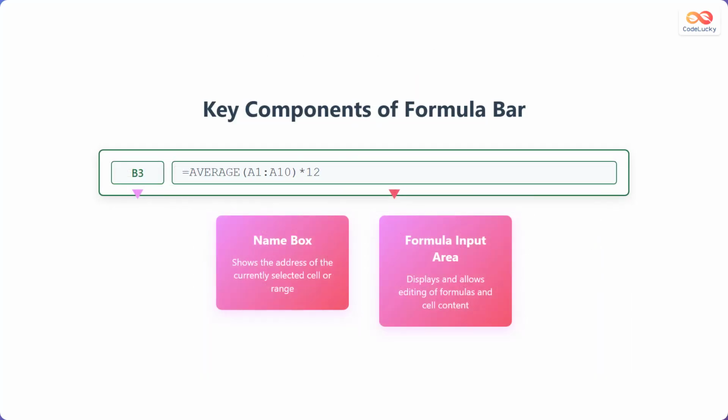Let's explore the key components of the Excel formula bar. The first component is the name box. It displays the address of the currently selected cell or range. For example, you can see B3 is displayed in the name box, which indicates the cell B3 is currently selected. The second component is the formula input area. This area displays the formula or the content of the selected cell and allows you to edit it. In this example, you can see the formula =AVERAGE(A1:A10)*12 is written in the formula input area.